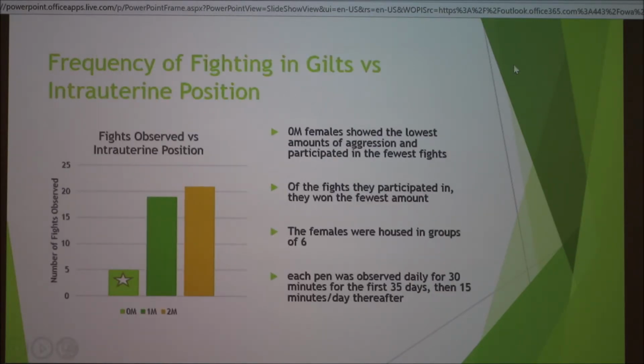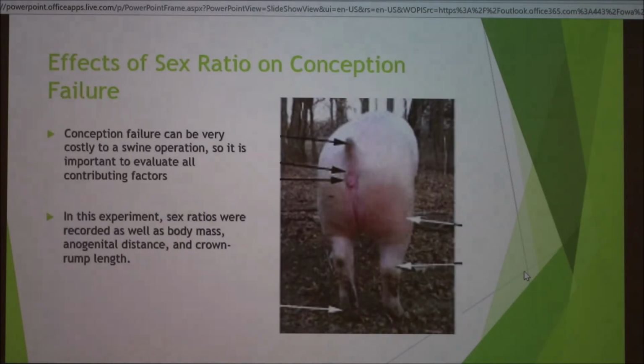They also looked at frequency of fighting in gilts by intrauterine position, which is relevant if you're housing sows in groups. 0M females showed the lowest amounts of aggression and participated in the fewest fights, by about 15, which was significant. Of the fights they did participate in, the 0M females won the fewest. When observing this, the females were housed in groups of 6, and each pen was observed daily for 30 minutes for the first 35 days, and then 15 minutes a day thereafter.